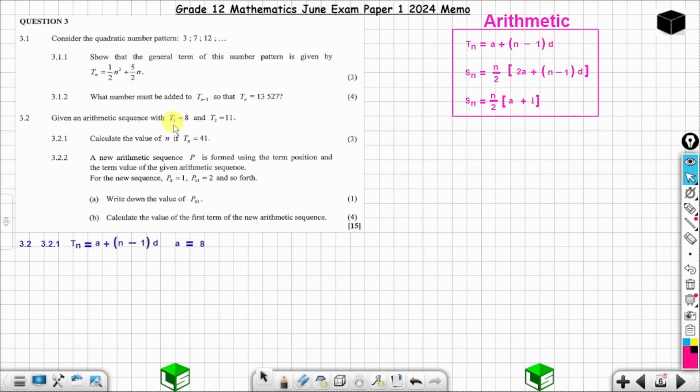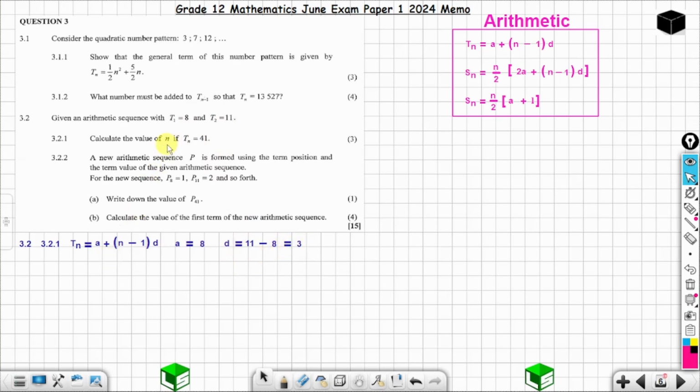A is equal to T1. You need D. D is the common difference. Always take the next term minus the previous term. So you have T2 and T1. You can use this. So you have 11 minus 8. Next minus previous. So this is equal to 3.